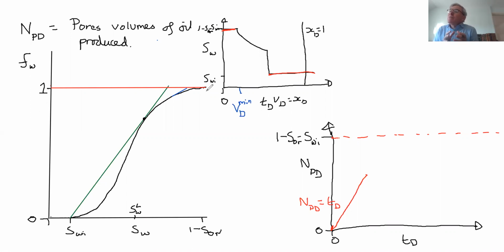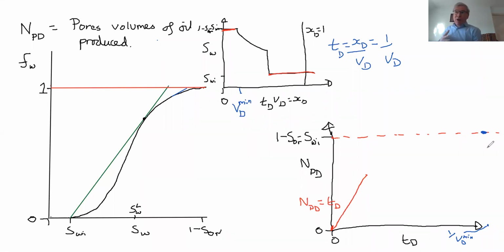Now, VD min can be 0, or it can be a finite value. But at what time does that happen? Well, if XD equals 1 at the production well, and I'm moving at a speed VD, then the time T is simply XD over VD. And XD is 1. So the time for any wave moving with a speed VD to reach the production well is 1 over its velocity. So in this case, we get to maximum recovery, say here, at 1 over VD min. So this point would represent when we reach this.